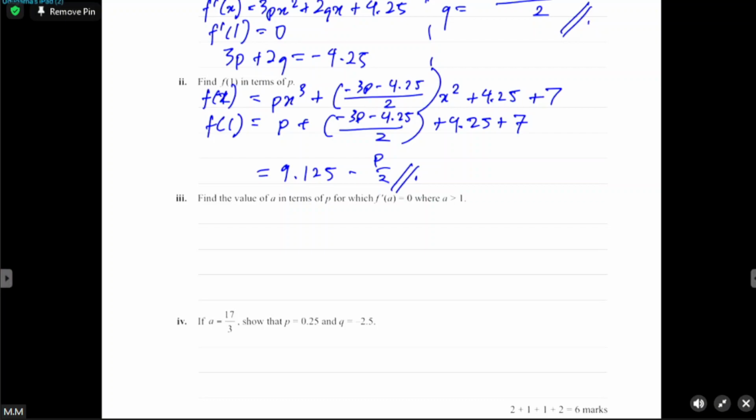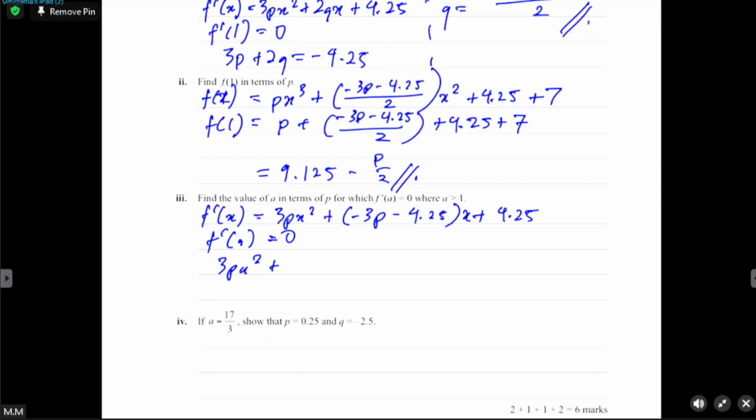Find the value of a in terms of p where f'(a) is equal to 0. So f'(x) again is equal to 3px squared plus (minus 3p minus 4.25)x plus 4.25. f'(a) is equal to 0. Then you get 3pa squared plus (minus 3p minus 4.25)a plus 4.25 is equal to 0. You get a is 17 on 2p.